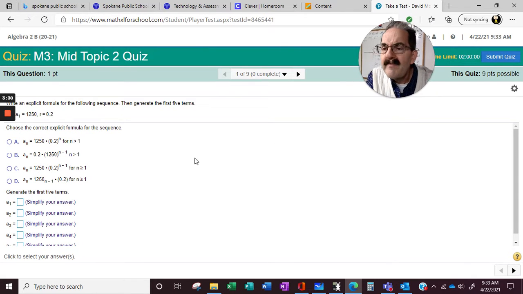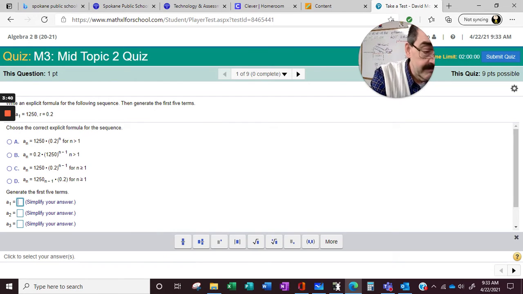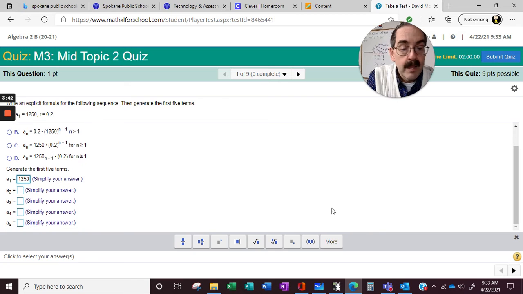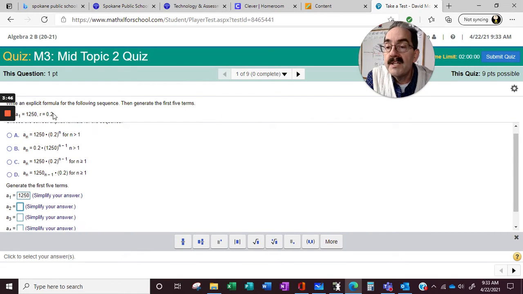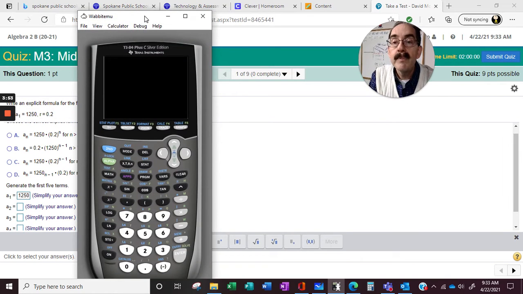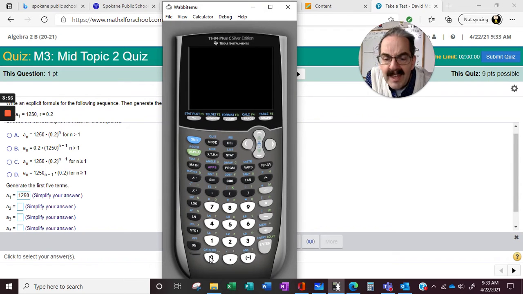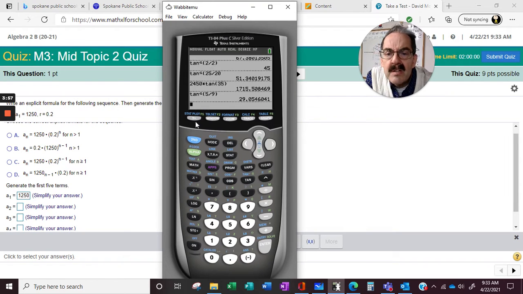All right, explicit formula of sequence of the first 5 terms. Well, if we start with 1250, 1250, and we need the second term. Well, the second term with a multiplier of 0.2, let's just grab a calculator. Boom. Boom. Let's just clear all this.